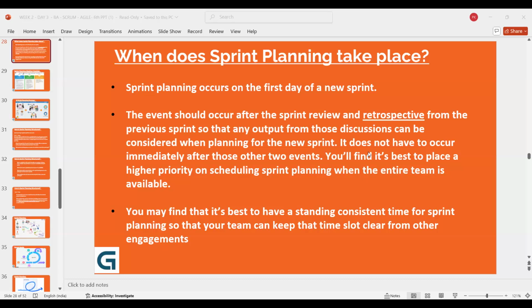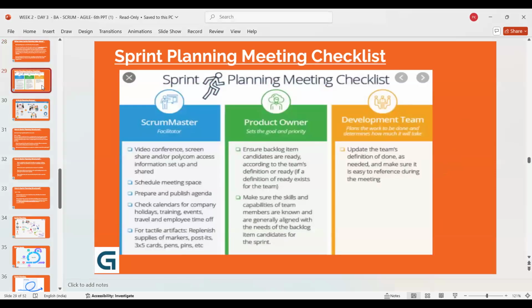So we have seen when, what is the exact time of sprint planning happening. Let us understand what are the checklist of the sprint planning meeting. When I say checklist, that means some of the important tasks which must be done by the team members. Now here, let me enlarge this image for you.